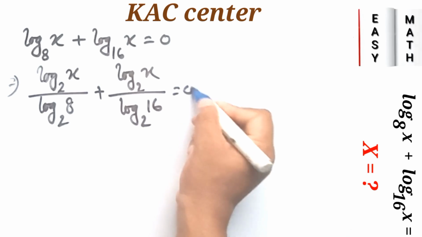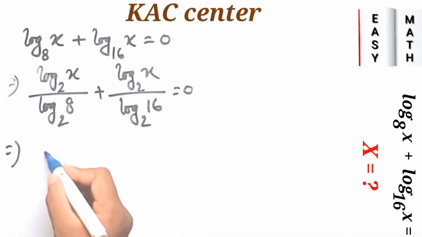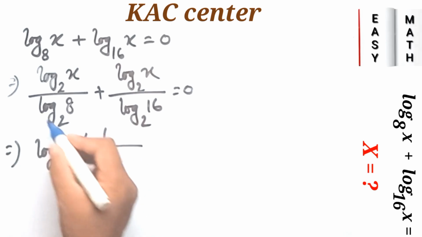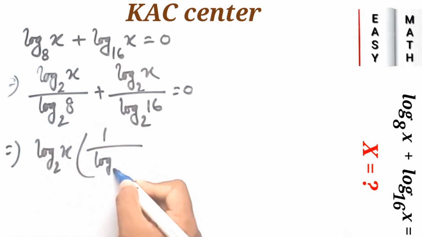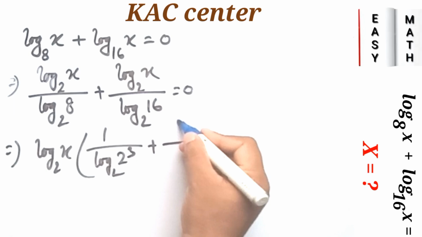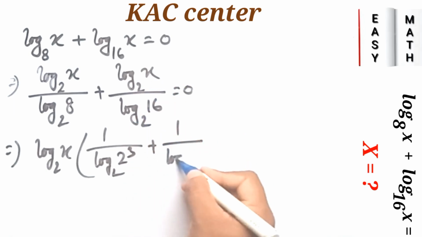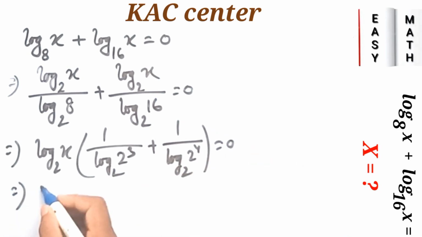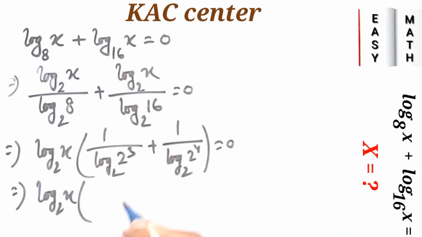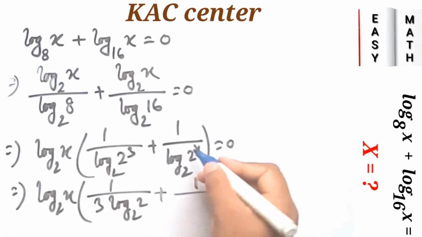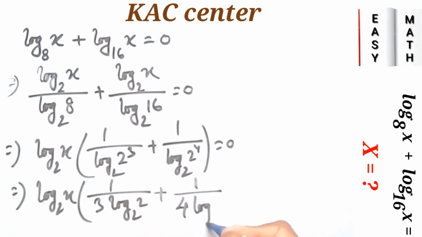Like this, log base 2 of x, take the common, so there is 1. And this is log 2, and this 8 we can write as 2 to the power 3, and this is 1. And this side, this is log 2, and 16 we can write as 2 to the power 4, this is x to the power 0. And this is log 2 of x, and this is 3, and this is log 2, plus, and 4 is here, so 4 log 2 base 2.